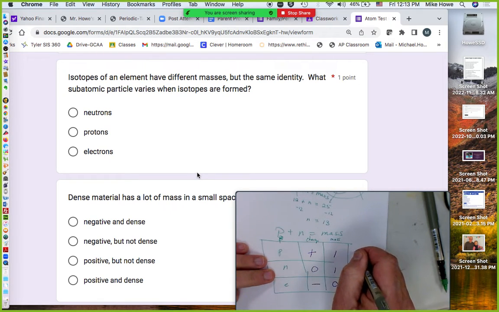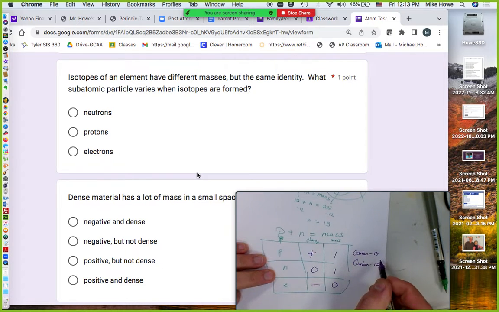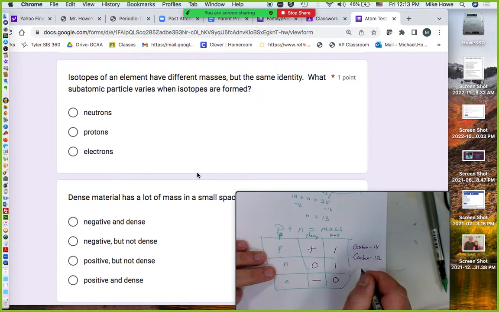So an example might be carbon 14 versus carbon 12. The difference between those is 2 neutrons. So carbon 14 would have a mass of 14. Carbon 12 would have a mass of 12, but they both have an atomic number of 6. They're both carbon. So what's the difference between the 12 and the 14?